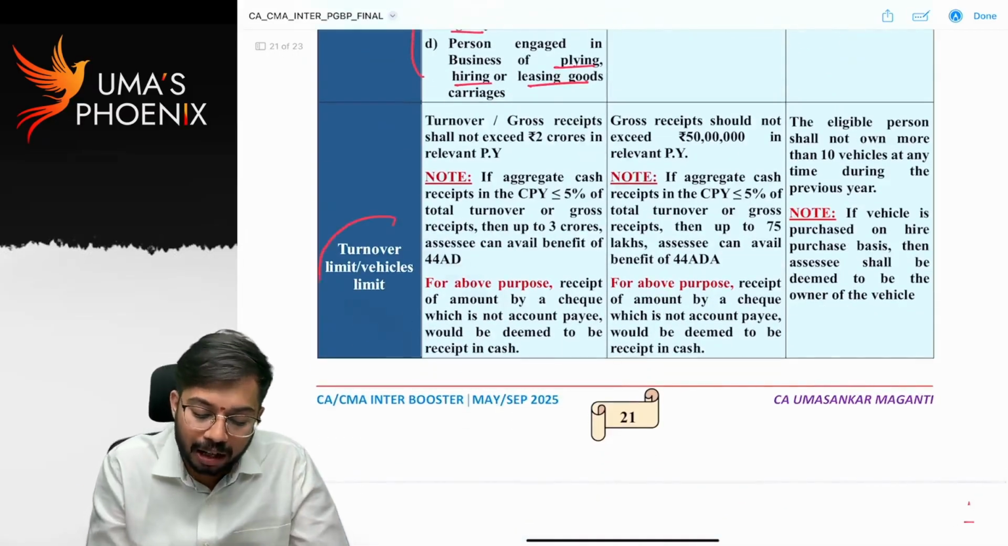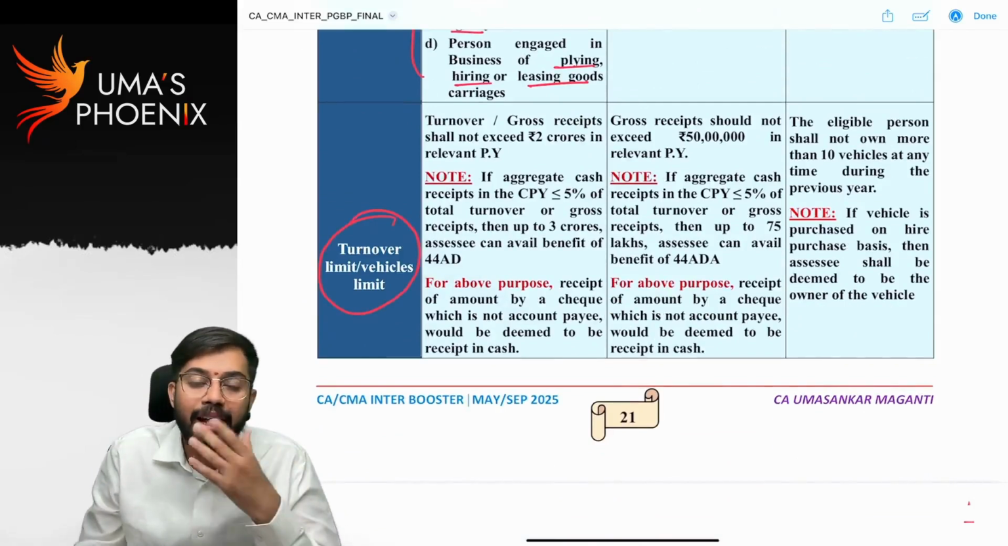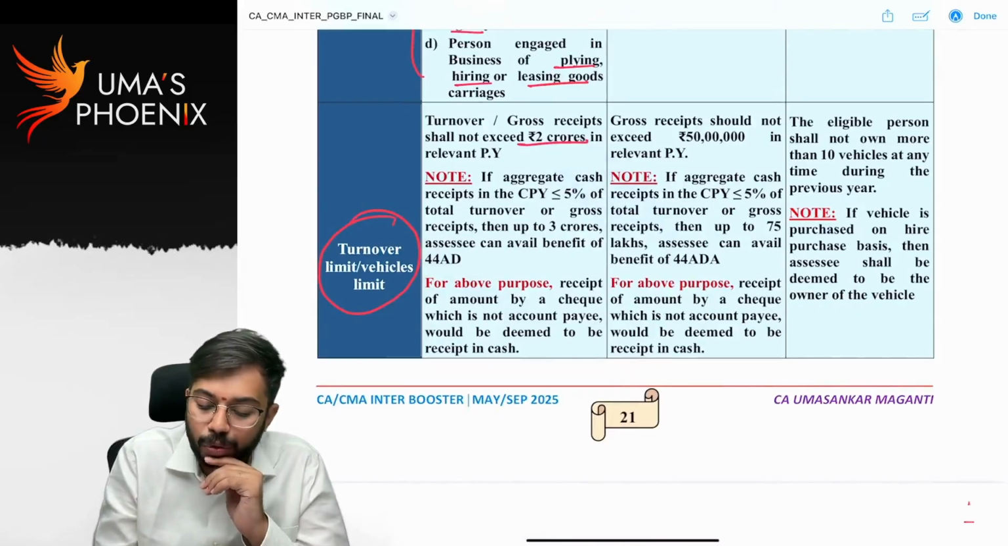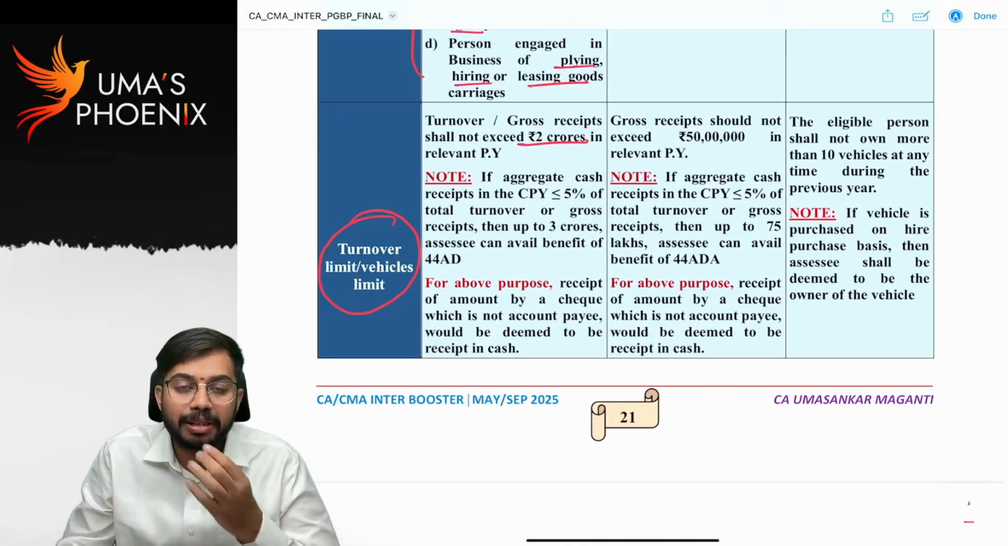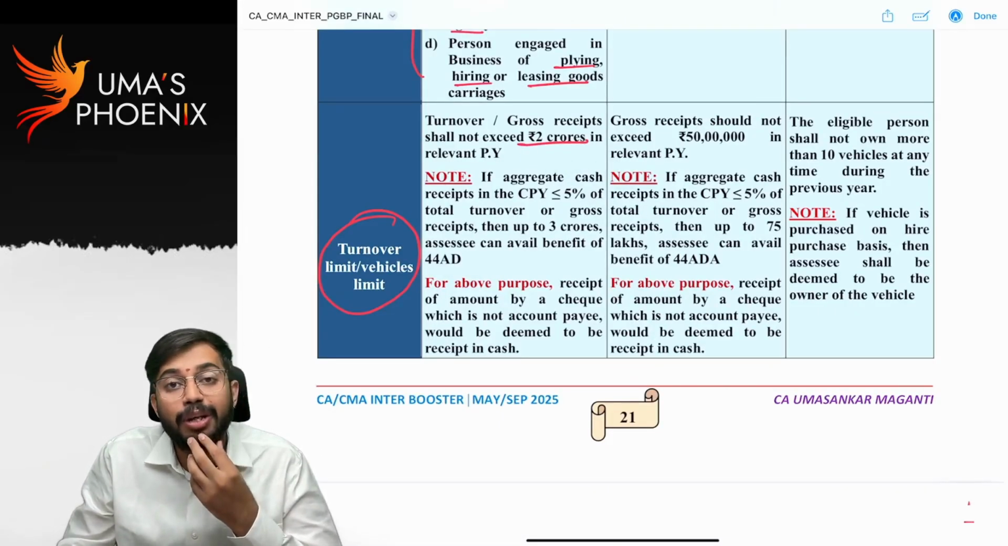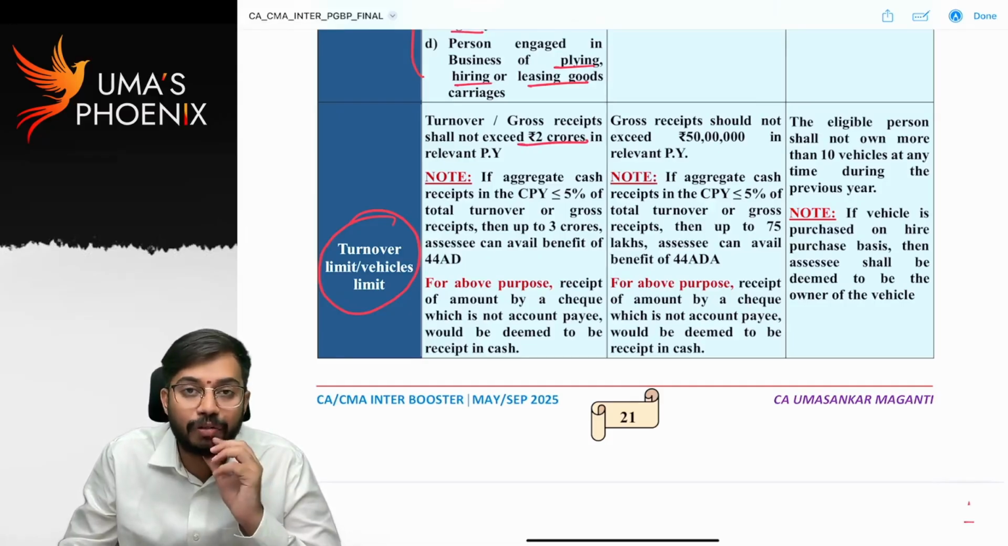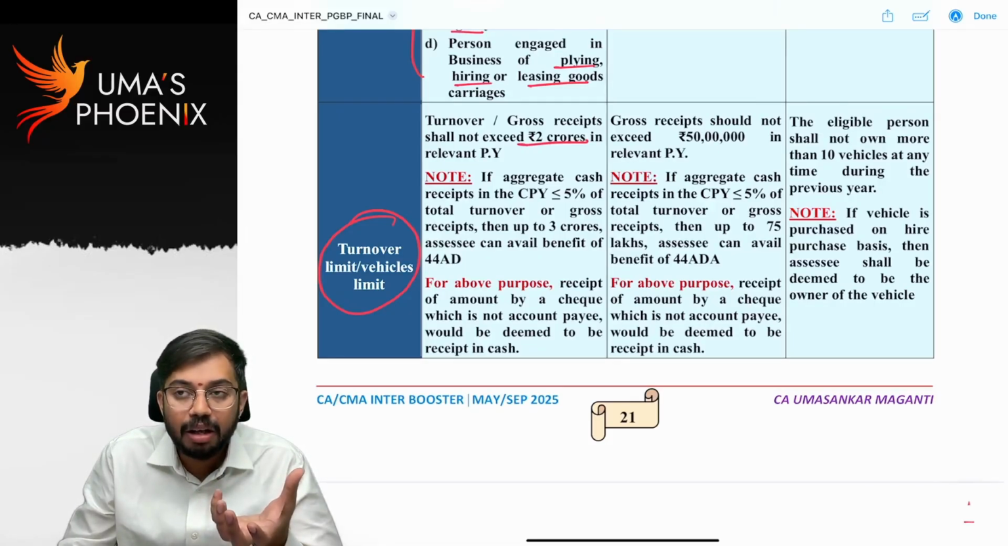Next, what are the conditions? 44AD can be chosen only if turnover is less than or equal to 2 crores. I am doing business. In my business, turnover is 8 crores. Can I choose 44AD? No. 44AD can be chosen only if turnover is less than or equal to 2 crores to help small businesses from maintaining books of accounts and getting their books of accounts audited.